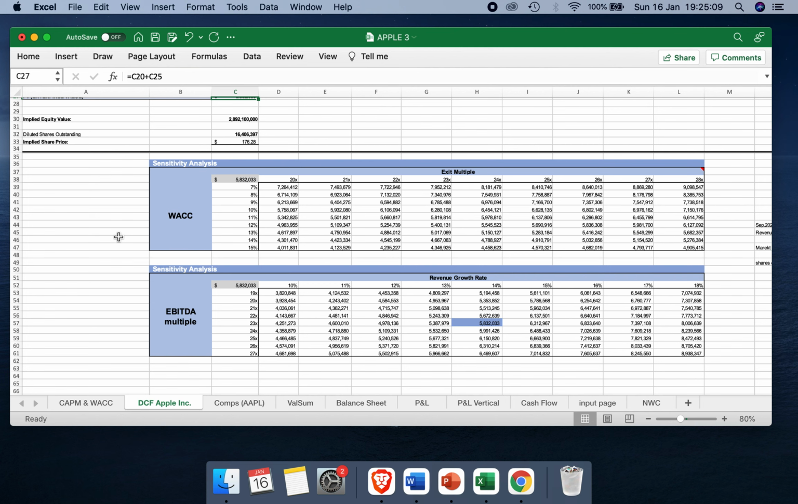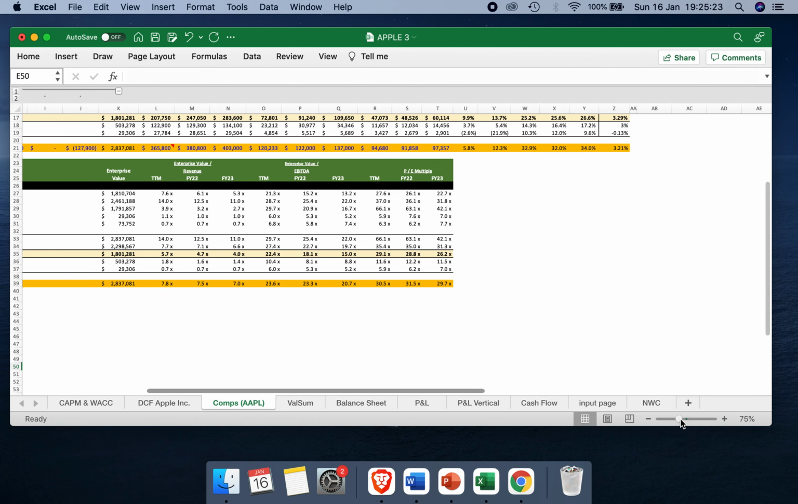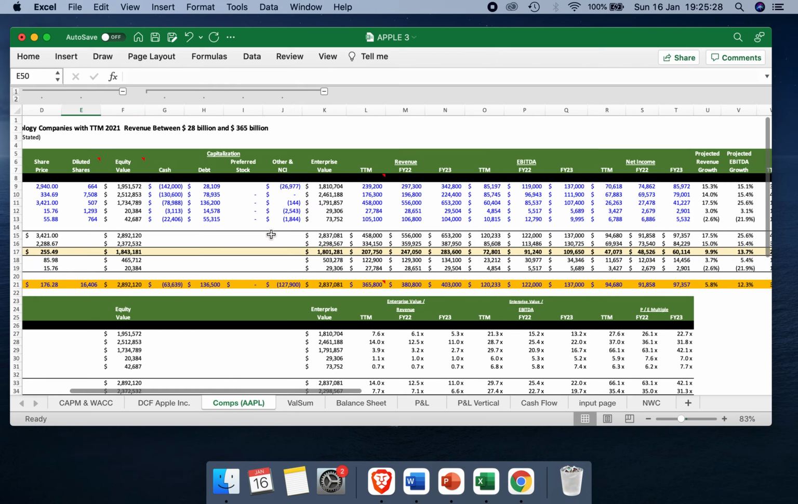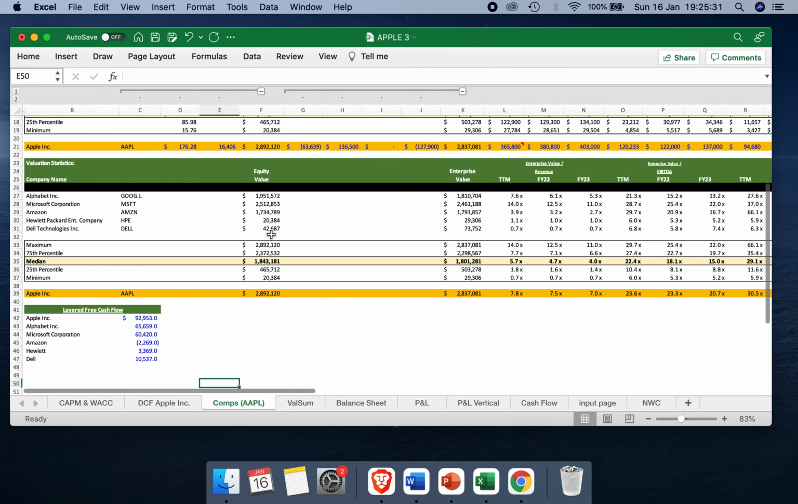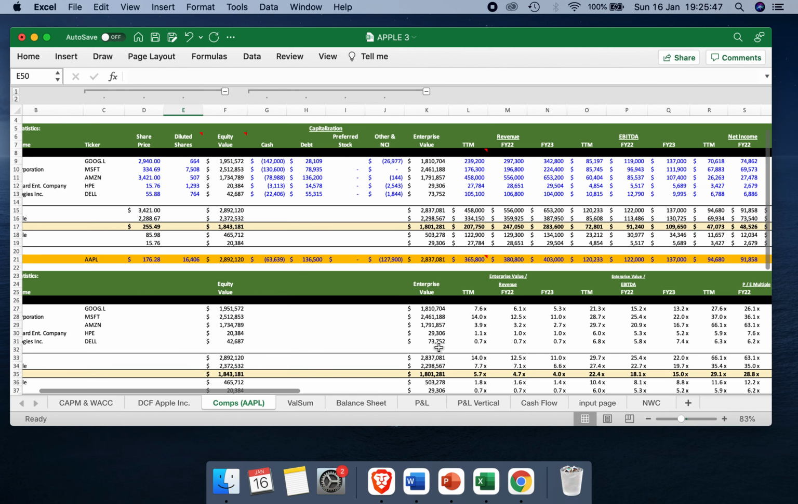That's why it's always good to use multiple analyses in combination. For example, here, this is my relative valuation. I have a completely different figure, which is not completely different, but an estimation of Apple's enterprise value. This is $2.8 trillion. Yeah, and this will just give you an idea of what Apple's value could be.